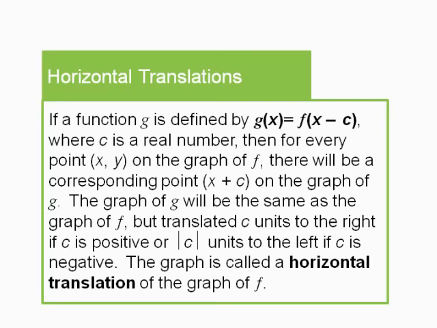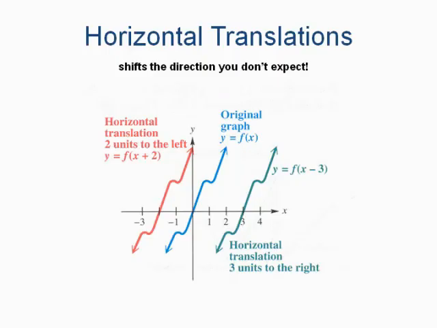Then for every point x, y on the graph of f, there will be a corresponding point x plus c, y on the graph of g. The graph of g will be the same as the graph of f, but translated c units to the right if c is positive, or the absolute value of c units to the left if c is negative. The graph is called the horizontal translation of the graph of f. Now, did y'all get that? I didn't think so.